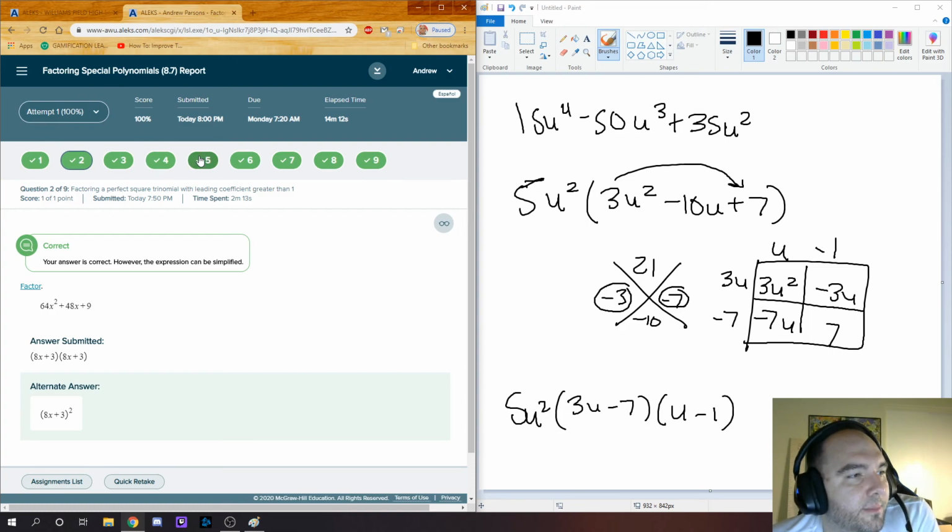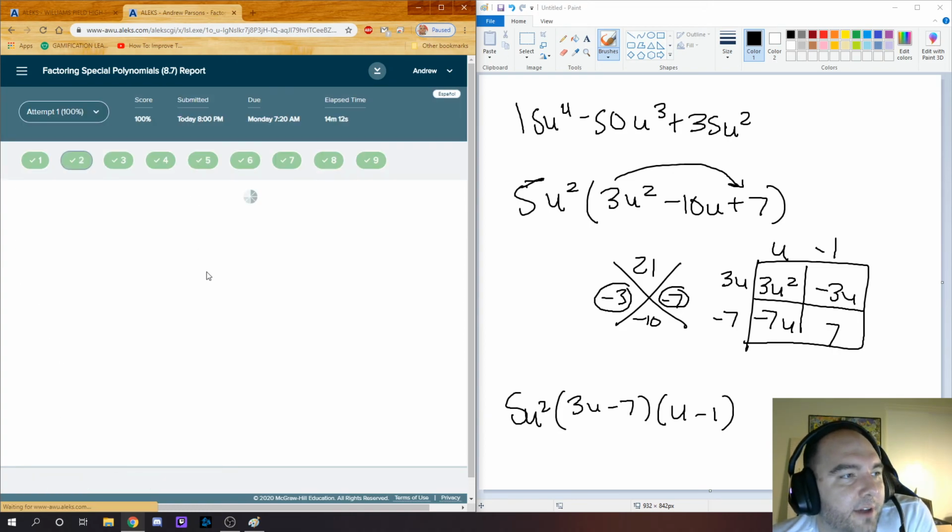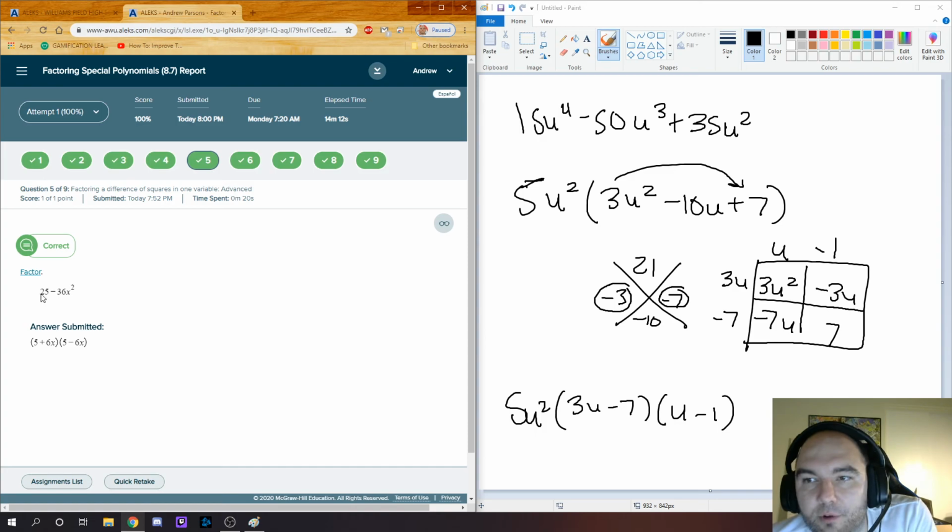We also saw some two-part problems. I'm going to skip to 5. 5 was a good two-part one, where it's something times itself minus something times itself, and the only way to make it so that it ends up being just two things is to write the conjugates: 5 plus 6x, 5 minus 6x. And then on the last 3, I don't know why I made 3 of those, but hey, those were great problems. You loved them.